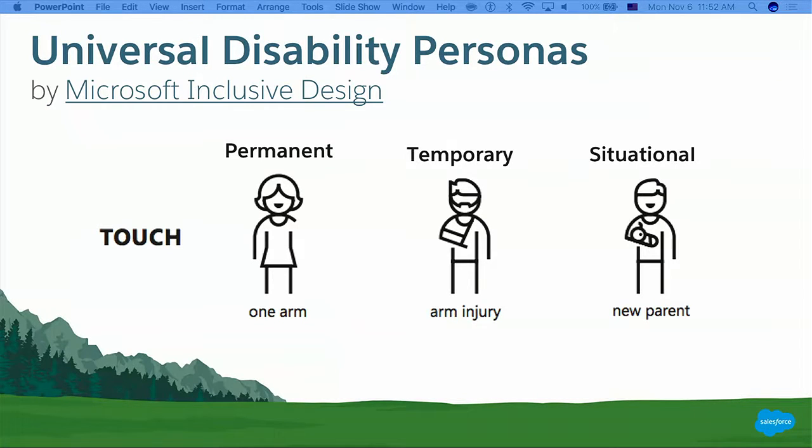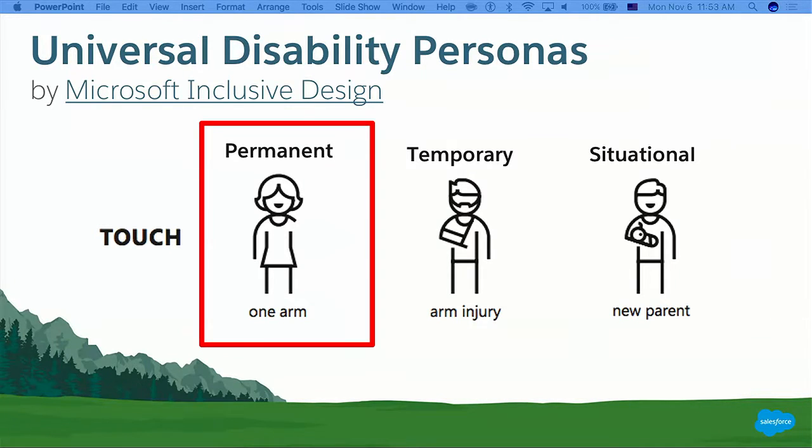But as well as people with permanent disabilities such as blindness, there are also temporary and situational versions of those same disabilities. And our buddies at Microsoft Inclusive Design came up with these universal disability personas to illustrate this. So these are three levels of disability associated with touch, the ability to touch things. So on the left, this is what you probably think of when we talk about a disability. So this lady has only one arm. So obviously she has a disability.